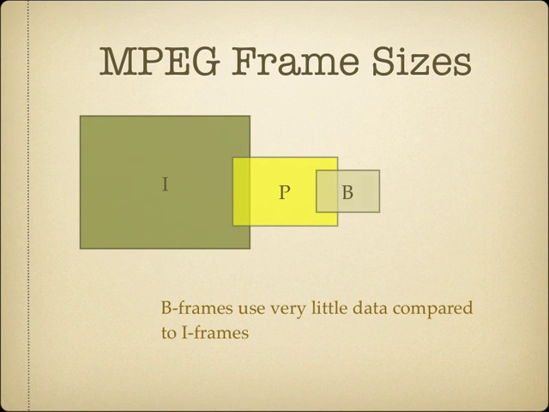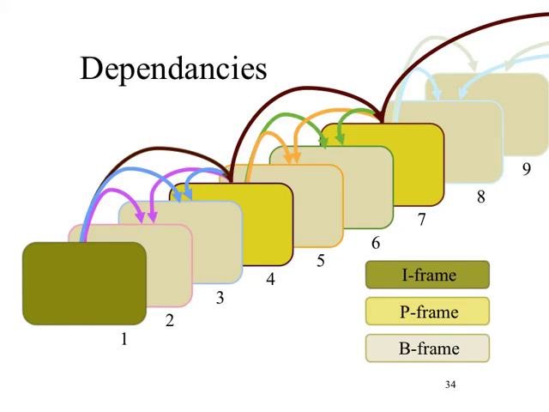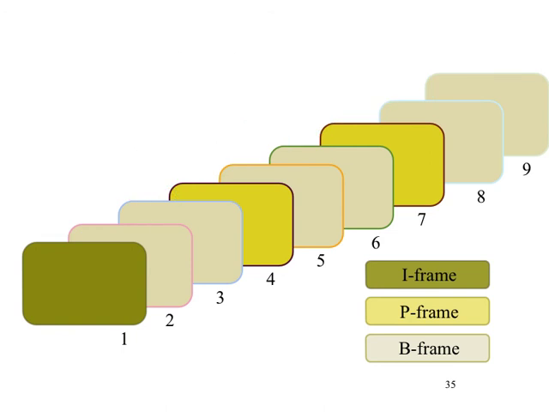So I-frames are pretty much JPEGs, so you'd expect them to be maybe a third of the uncompressed size of a frame. P-frames are a good deal smaller, and B-frames are freaky tiny in comparison to the original. Then you have a whole bunch of dependencies set up, which causes some interesting problems.